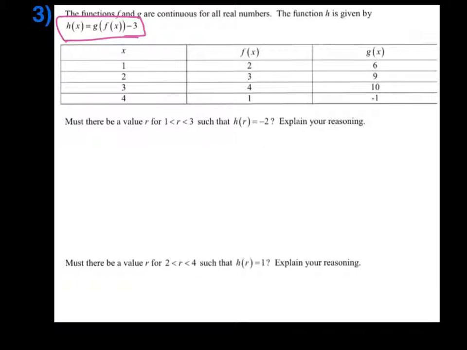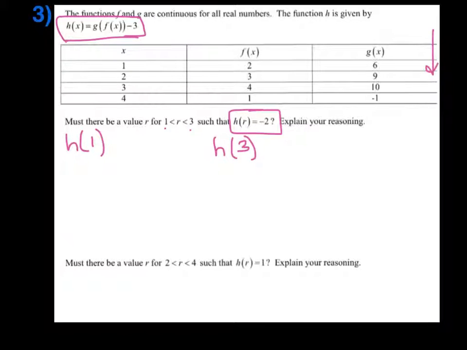Now, the next question says, must there be a value r for 1 less than r less than 3 such that h of r is equal to negative 2? Explain your reasoning. They are specifically targeting that h function, which I don't have a column for, so I definitely need to look at my values. I'm only asked for the values between 1 and 3, so I only care specifically about h of 1 and h of 3. I want to know the height when r is 1, and the height when r is 3.